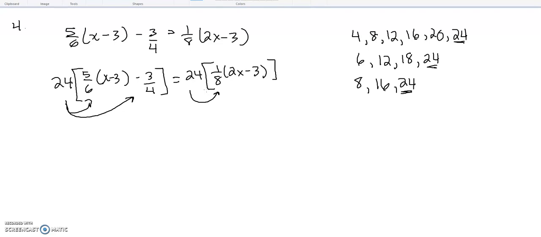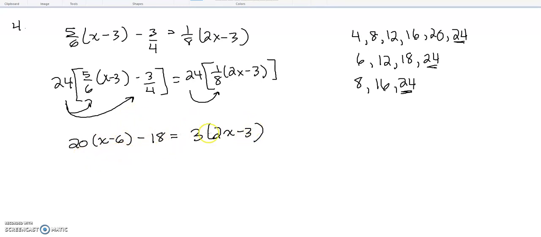Currently, the 24 is just being multiplied by each term inside the brackets. So 24 divided by 6 is 4, and 4 times 5 is 20. So the first term is 20 times x minus 6. And then we have 24 divided by 4, which is 6, times 3 makes 18. So that's what the left-hand side simplifies to. All the fractions are gone on the left, and on the right, 24 times 1/8 is the same as 24 over 8, which is 3, times 2x minus 3.